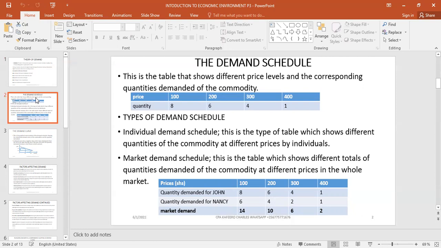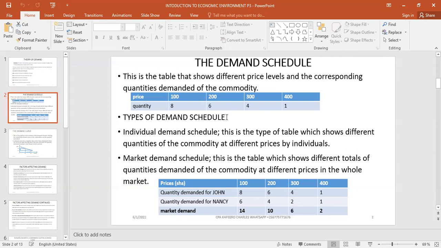As you are seeing, when the price increased by 100, quantity demanded reduced by 2 units. So when the price is increasing, even when the price reaches 400, you may find that the quantity has reduced. You may even find that the quantity demanded is 0. It may reach that point because of other factors which affect demand.